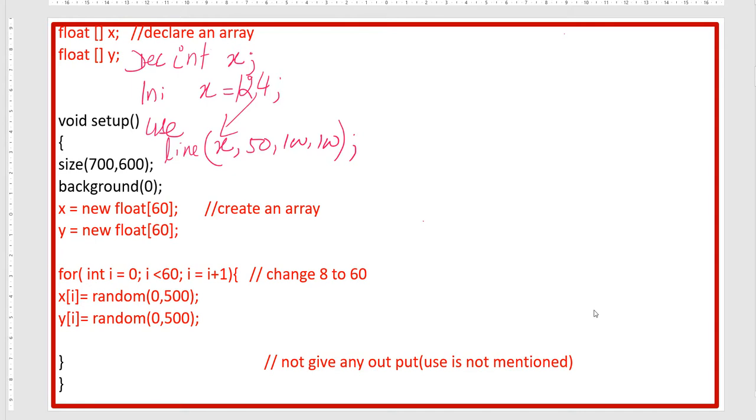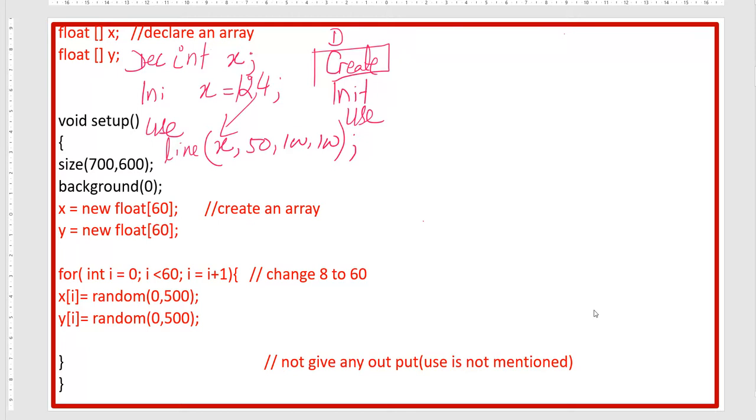So in a simple variable, we just declare, initialize and use the variable. But in case of an array, we declare, we create, right? This is the new thing. We create and then we initialize and then we use it. So one more step in case of an array.